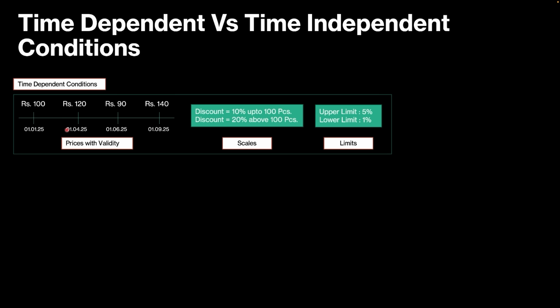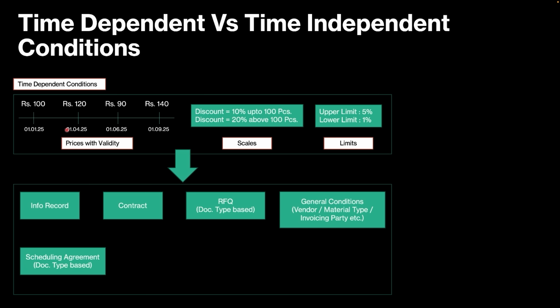Okay, and in SAP you have specific documents which allow this time dependent condition, and these documents are info record, contract, RFQ, and scheduling agreement. Now in case of RFQ and scheduling agreement, this particular time dependency is controlled through document type. In case of info record and contract, the conditions are always time dependent. And apart from these four documents, you can also save time dependent conditions based on general conditions. That is, based on a particular vendor or a material type or an invoicing party.